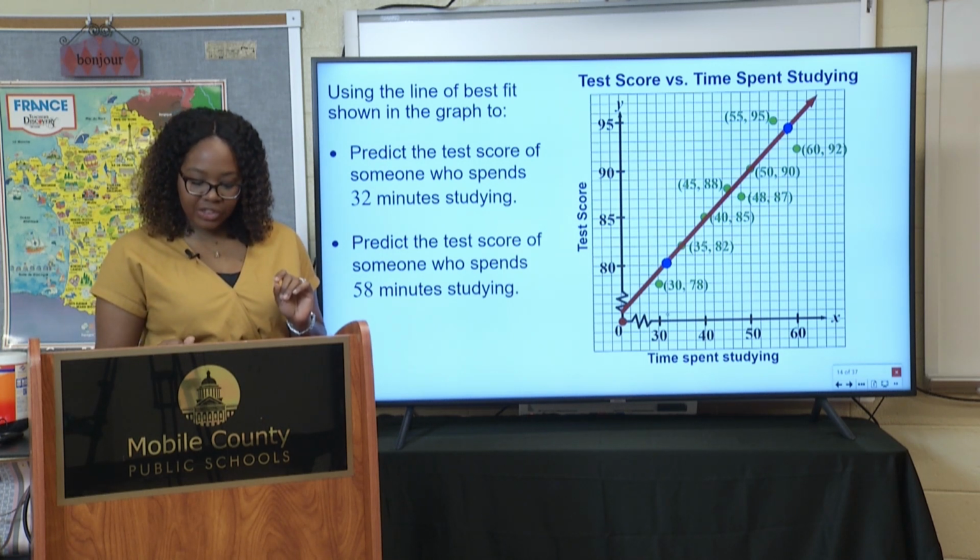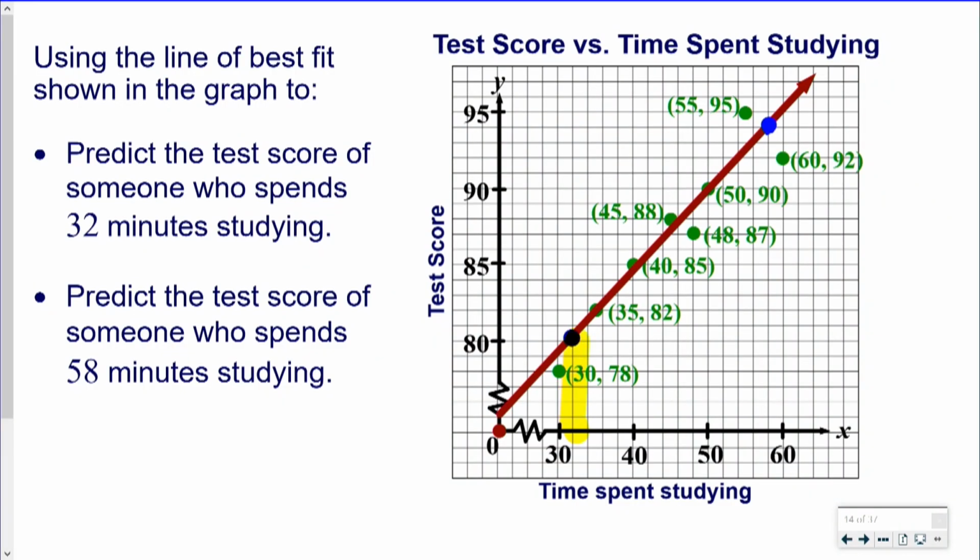So when we get to 32, I can take my graph, move up to my line of prediction, also known as the line of best fit, and I want to intersect that line from 32 on the x-axis. Now I want to see what is the numerical value of the y-axis when it intersects at 32 on the x-axis. I just move over to the y-axis and notice that I intersect at 80. So if a student spends 32 minutes studying, they can expect to score an 80% on their test.